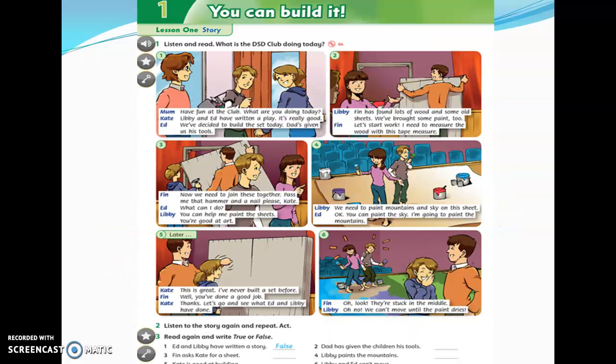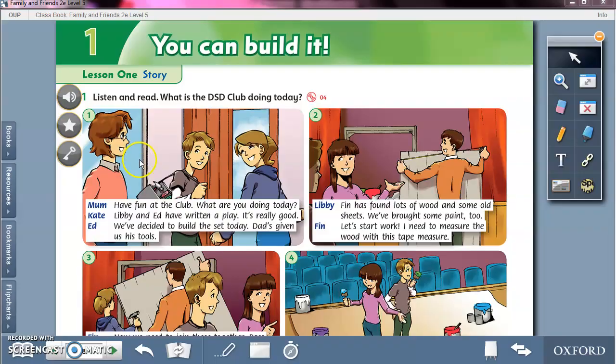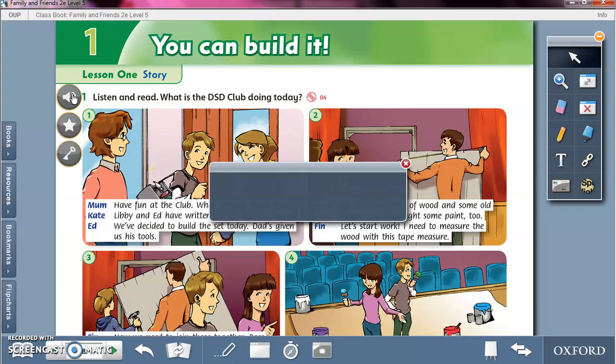Okay. This is our unit in our textbook. The title is You Can Build It. أنت تستطيع بناؤه. Now, we'll move together and we will listen to our lesson. Please listen carefully. We will listen twice.